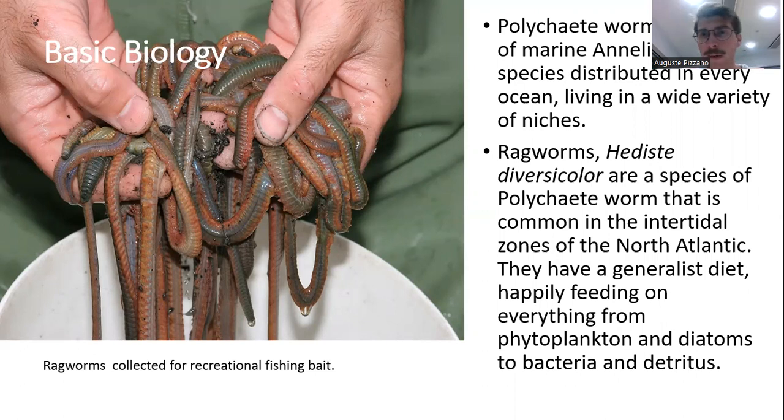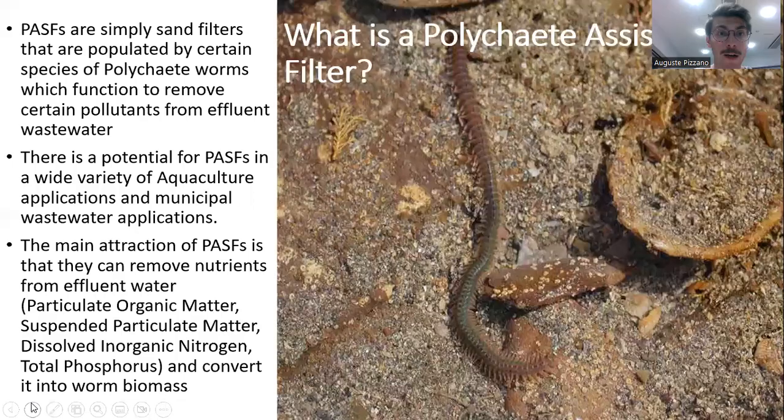They usually get to be about 4 inches long. These are pretty good sized ones, and these were harvested for recreational fishing bait. Another interesting fact is that they're model species for experiments. Anyway, getting back to polychaete-assisted sand filters.